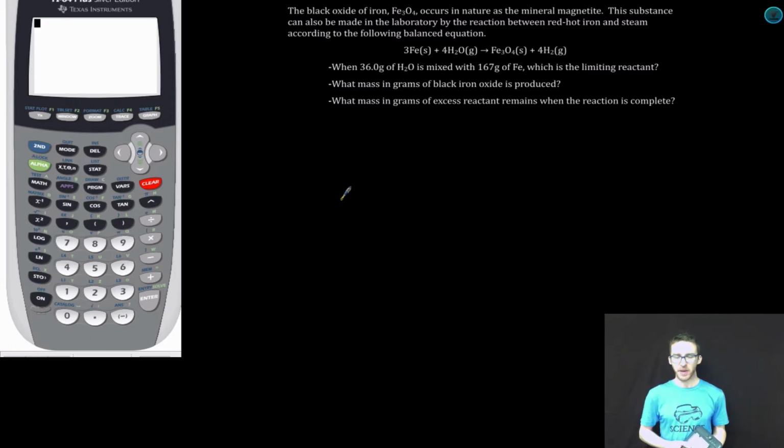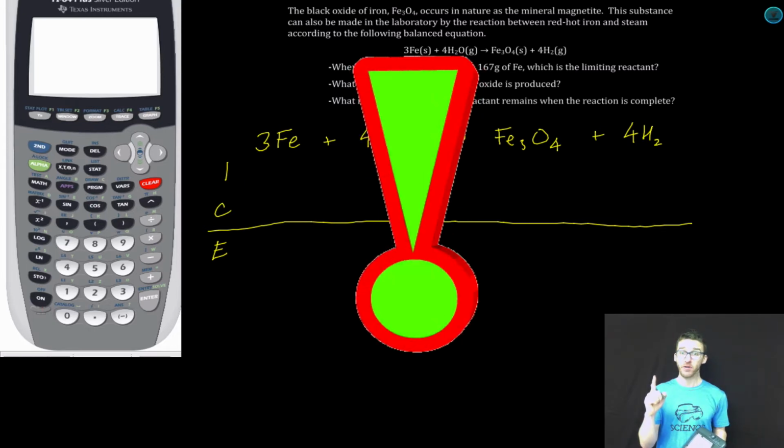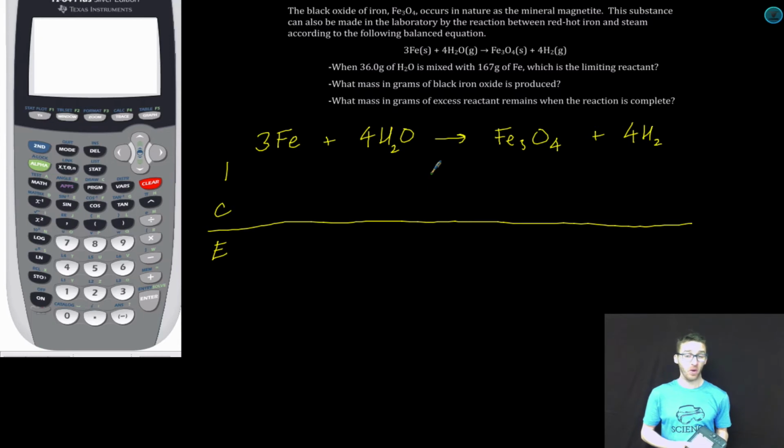Alright, my first step, I'm going to copy the equation down and set up my ice table. Boom! My first step is to put in the initial number of moles of everything in the reaction. I've got 36.0 grams of H2O. Be careful! You only want to include moles in your ice table. So before I begin, I need to convert this number of grams of water to moles. And I'll do that using the following dimensional analysis.